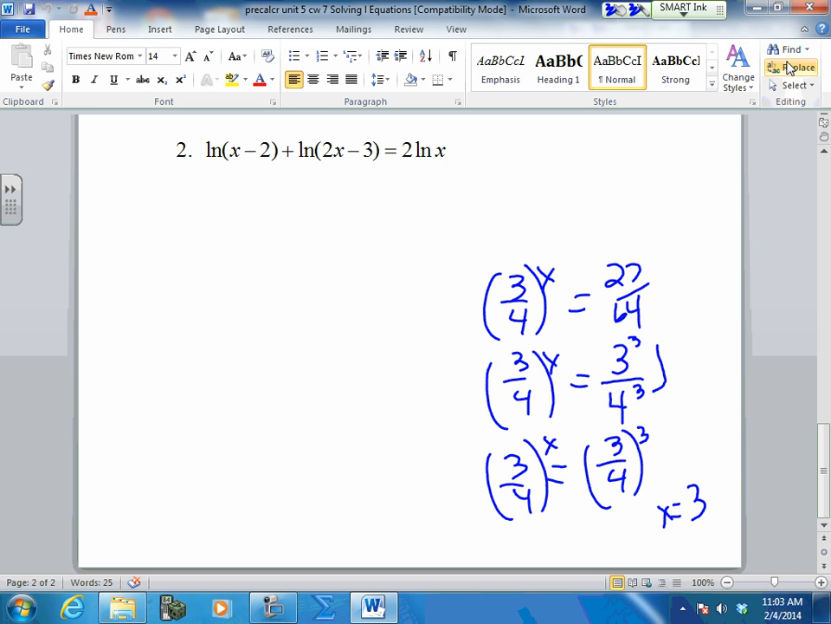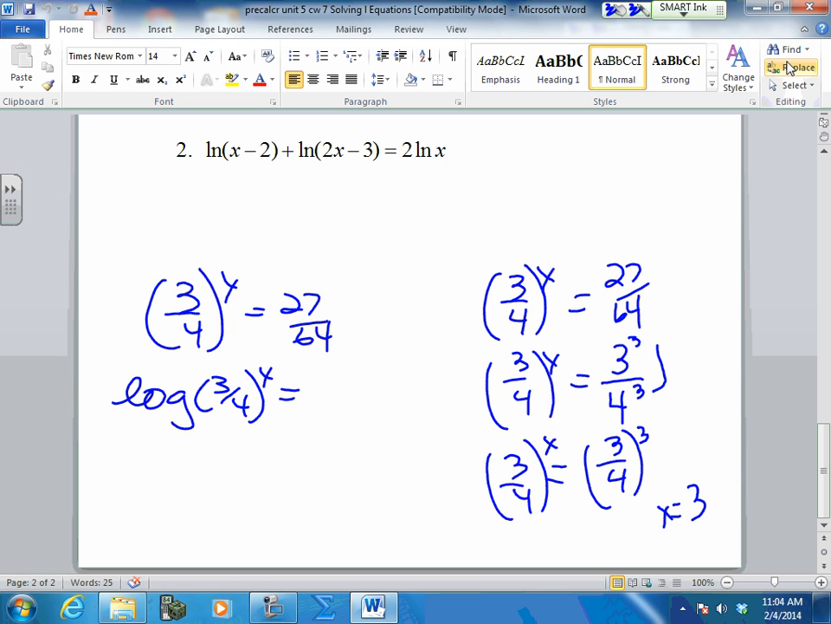Okay, but say that just confused me, right? I really don't like that. How do I get that exponent to come down? My power log statement, right? This doesn't say log. So I'll take the log of both sides. Now what? Bring the exponent down.